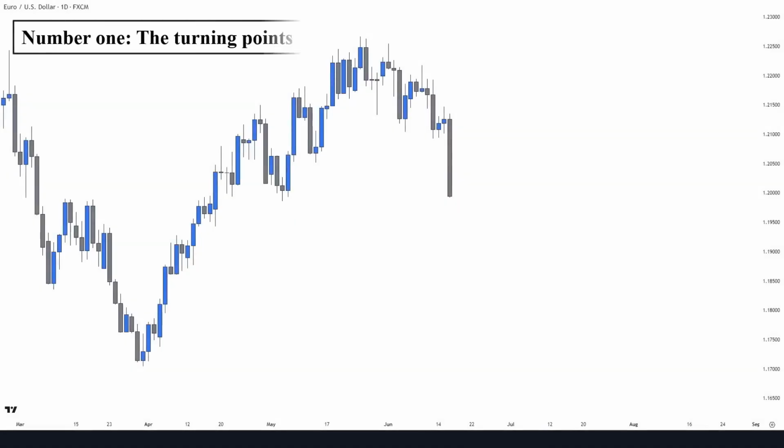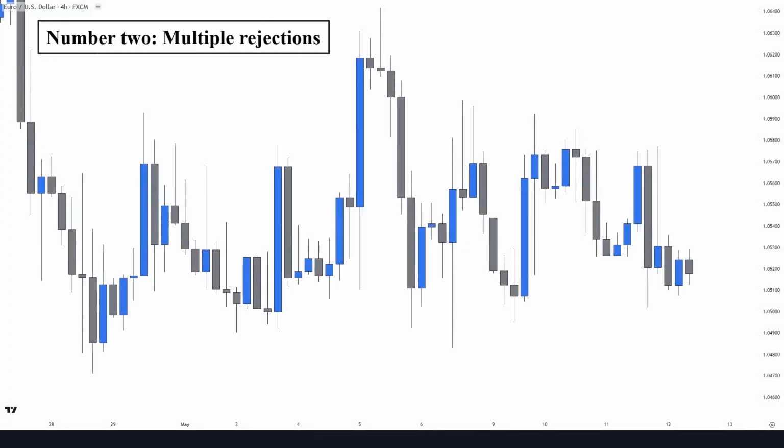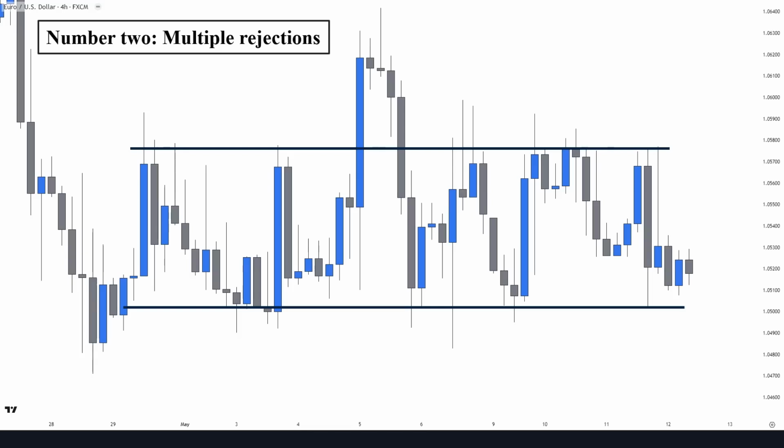Number 1. The turning points. Turning points are the areas that have reversed the market trend previously. The market sees these areas as overvalued or oversold, and there is a higher chance for the price to react to these levels when it reaches them again. Number 2. Multiple rejections. Multiple rejections from an area show that traders took action at this same level at different times, making it more powerful.